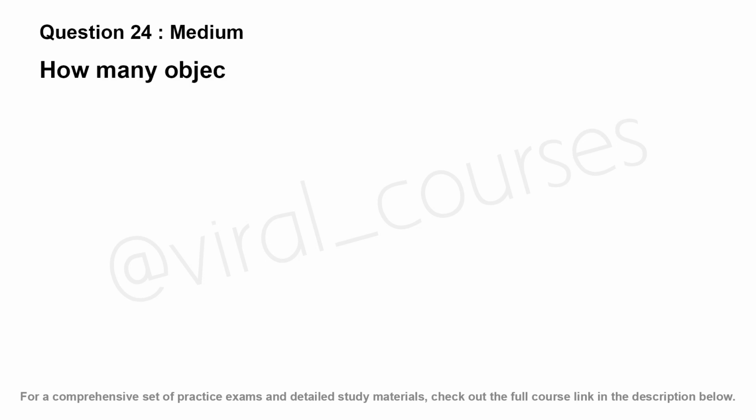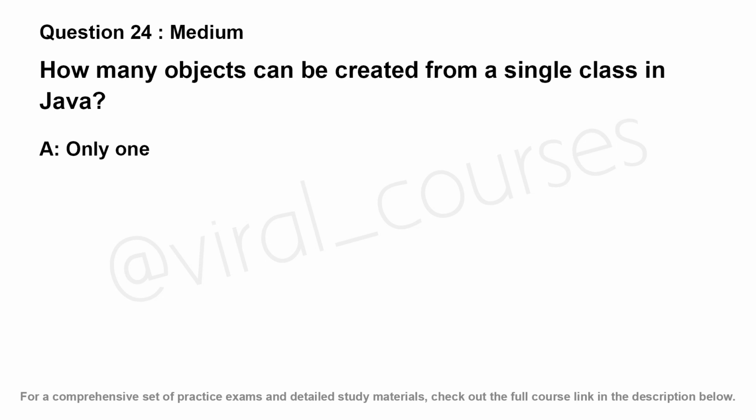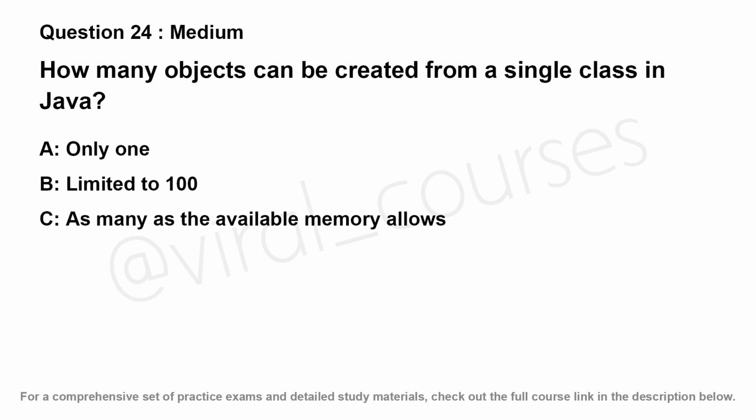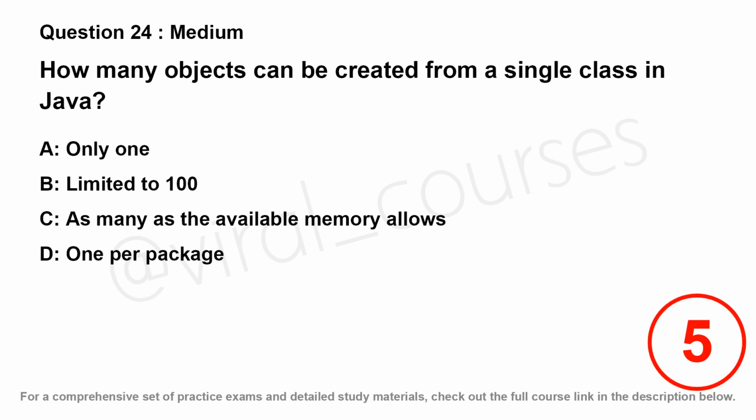How many objects can be created from a single class in Java? Option A. Only one. Option B. Limited to 100. Option C. As many as the available memory allows. Option D. One per package.